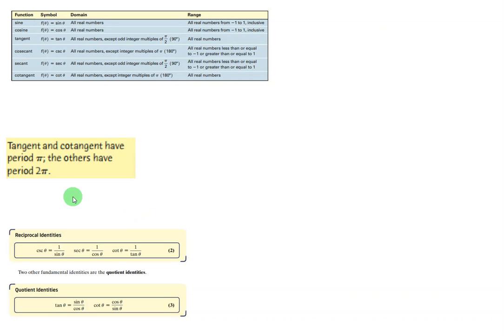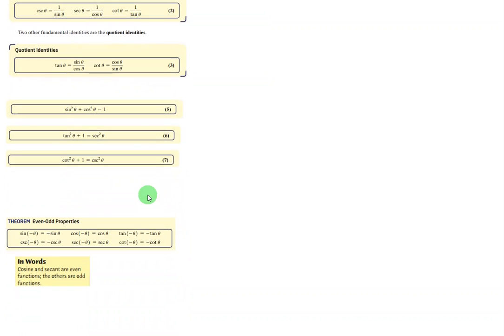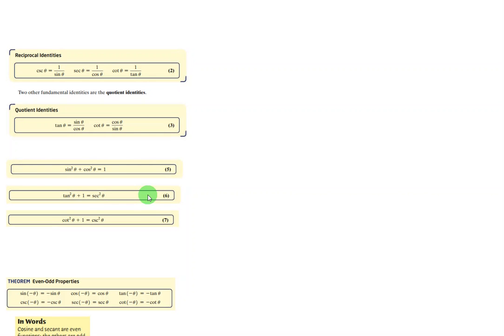For periods, tangent and cotangent have a period of pi. The others have a period of 2 pi. We also talk about reciprocal identities, which I've mentioned a little bit. Cosecant is 1 over sine, secant is 1 over cosine, cotan is 1 over tan. It would be worth your while to start learning and remembering those. Tan is sine over cosine, cotan is cosine over sine.